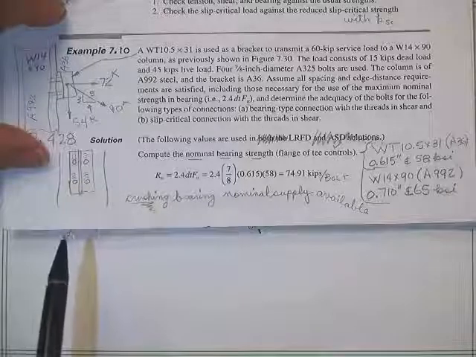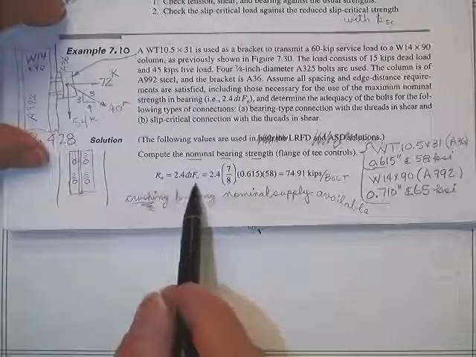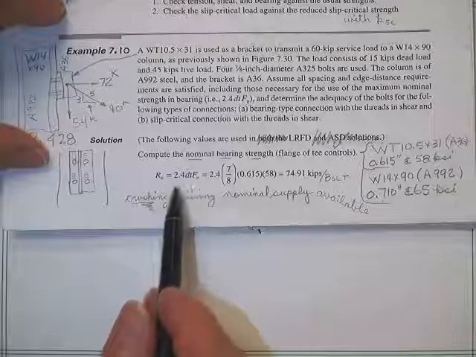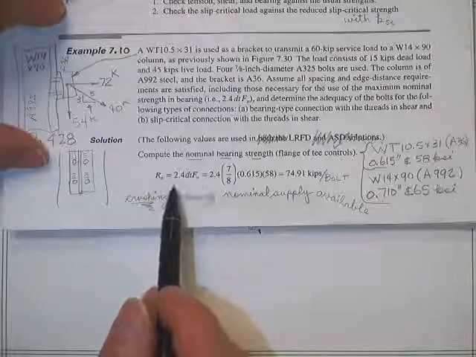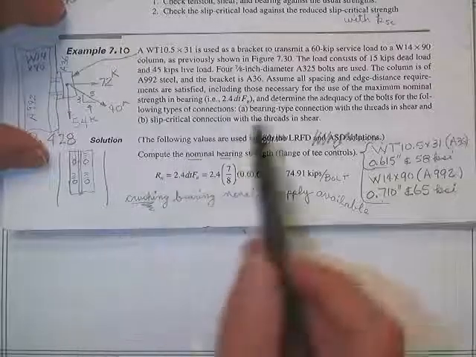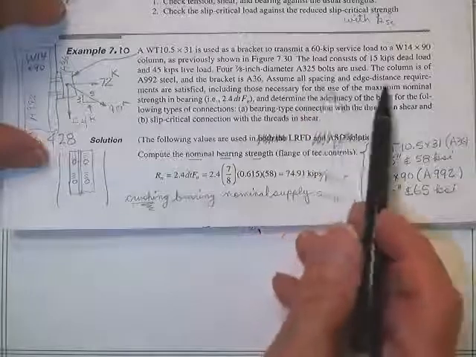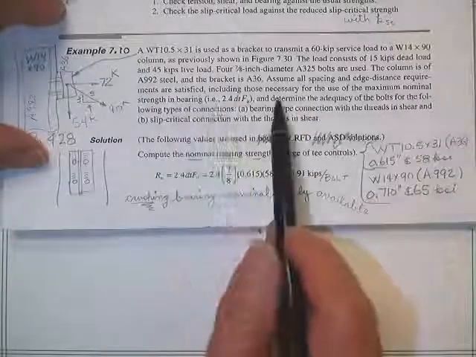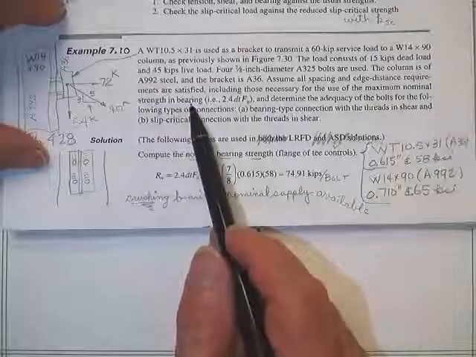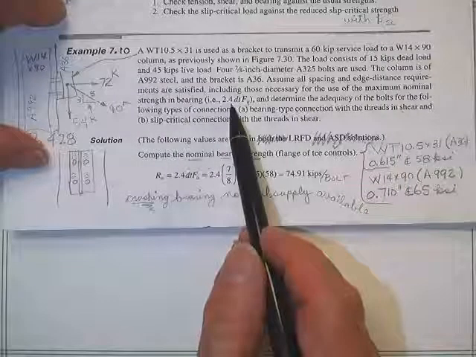But he's saying right off the front, assume that the crushing strength, which you can't do anything about, crushes when it's going to crush. You can always make the plug longer. You can always make the plug long enough so that it crushes first. And he says that right here. Assume all spacing and edge distance requirements are satisfied, including those necessary to use the maximum nominal strength in bearing, which is crushing.